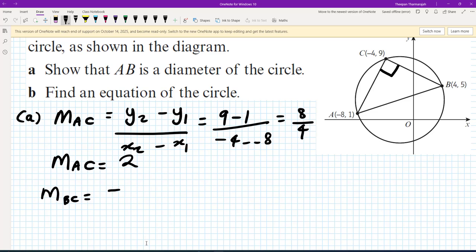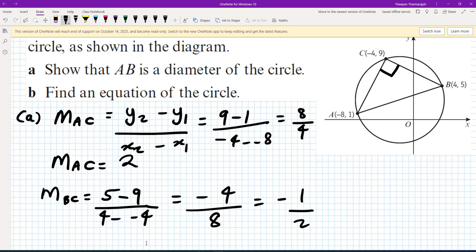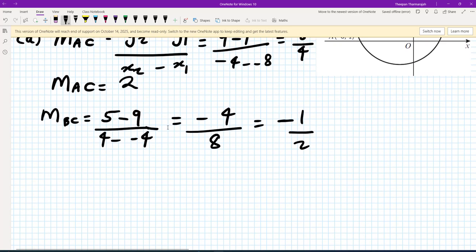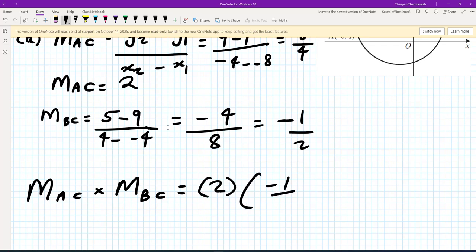So it's going to be 5 minus 9 over 4 minus minus 4. Minus 4 over 8, in other words, minus a half. So if we were to multiply those gradients together, we should get minus 1 if they're perpendicular. So m_AC times m_BC, we get exactly that. 2 times minus a half is exactly minus 1. So we can say that AC is perpendicular to BC.